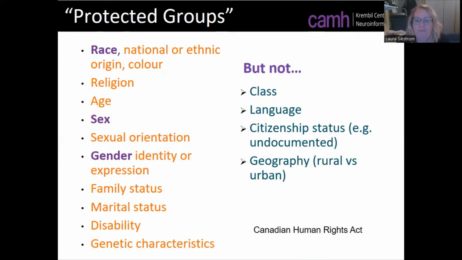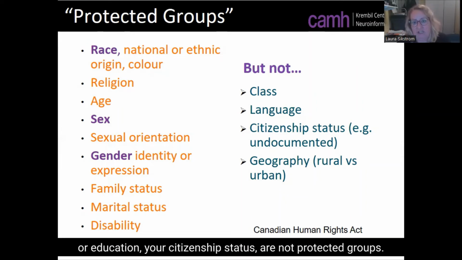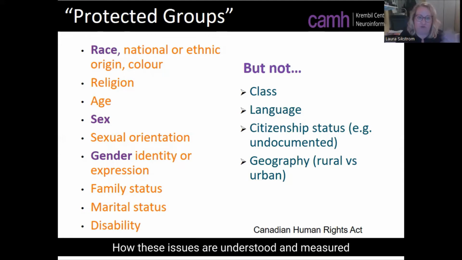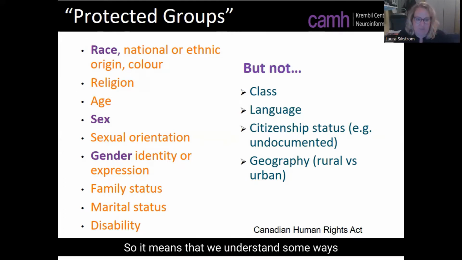But it's important to note that what we might think of as the social determinants of health, the known factors that impact health inequities, such as class or education or your citizenship status, are not protected groups, right? So how these issues are understood and measured in the literature is quite varied. So it means that we understand some ways that machine learning might unfairly discriminate against people, but there's lots and lots of unfair discrimination happening that we know almost nothing about.